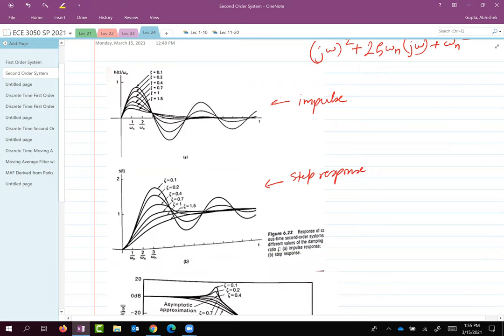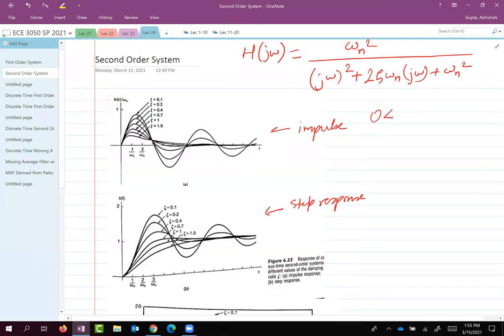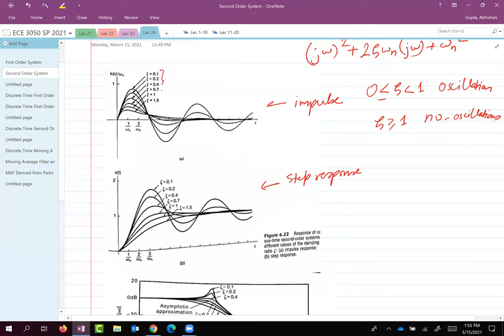And what we had predicted in the previous class is when zeta is between 0 and 1, then we have oscillations. When zeta is greater than or equal to 1, then there are no oscillations. And we can see that in these figures. So this is zeta 0.1 to 0.7, and you see the oscillations going up and down. So it goes above the x-axis, then it remains below the x-axis for some time, then it goes above the x-axis for some time, and so on. Those are the oscillations. So the impulse response has oscillations, the step response has oscillations.